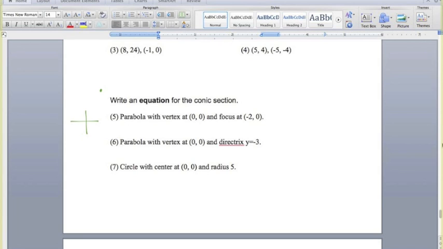For number 5, I'm going to go ahead and sketch what we're given. We're given that we have a vertex at 0, 0. The vertex in the formulas for parabola gives h, k. And we have a focus at negative 2, 0. So our focus is here, means our parabola looks like that. It's left facing. So then in the chart, we want to choose the format for the horizontal facing parabola. The horizontal facing parabola is y minus k squared equals 4p times x minus h.